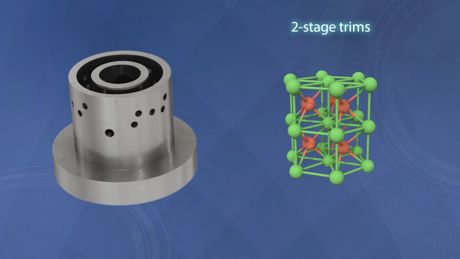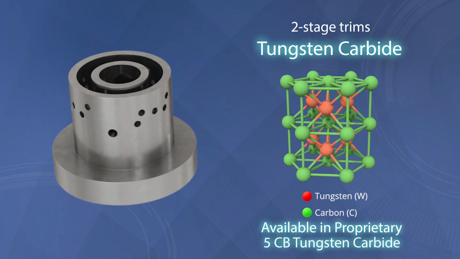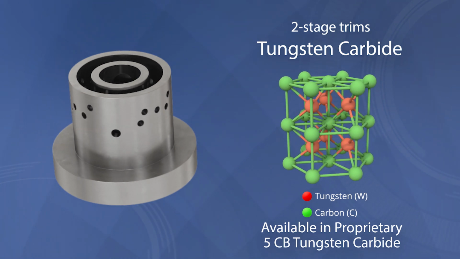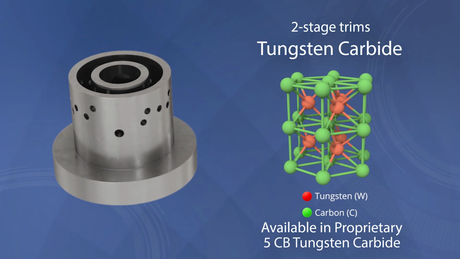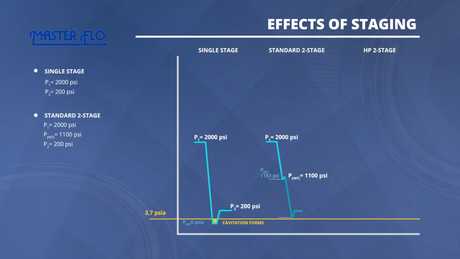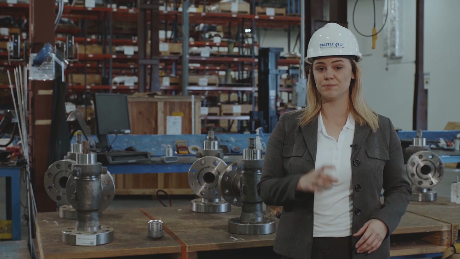Masterflow's multi-stage trims are available in service-specific materials, including the proprietary 5CB tungsten carbide for higher erosion and corrosion resistance. Multi-stage trims can also be engineered to provide custom flow curves. The effects of staging can be seen on these graphs. When more than two stages are needed, a labyrinth-style trim is employed.